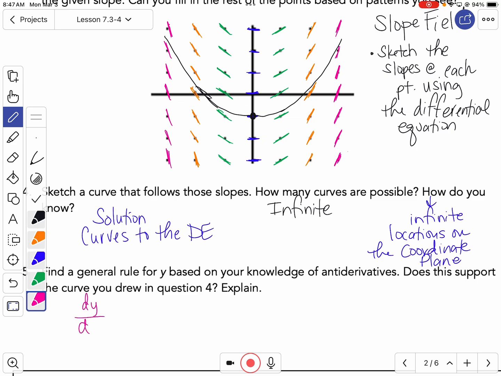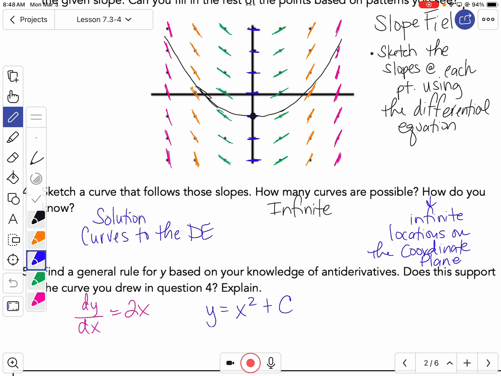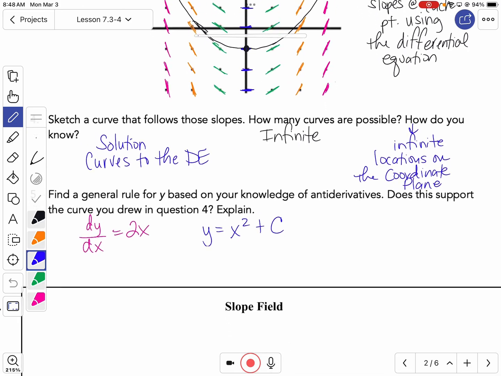Our differential equation was dy/dx equals 2x, okay? If we take an antiderivative, what would y equal? x squared plus c. Does our picture look like a quadratic that varied by that vertical translation? And it does, okay? And so that's what a slope field is for. A slope field is just a way for us to draw a picture of all the solution curves to a differential equation.